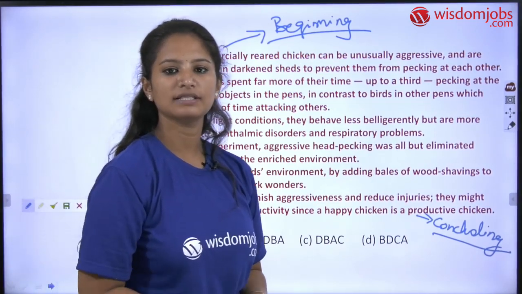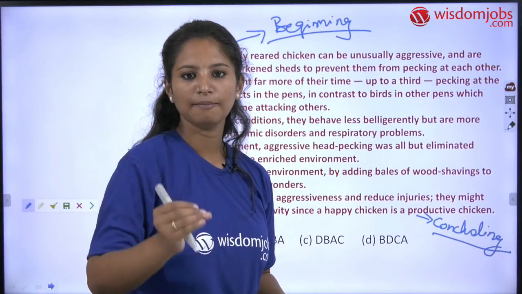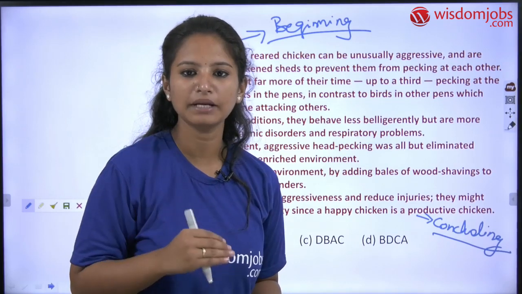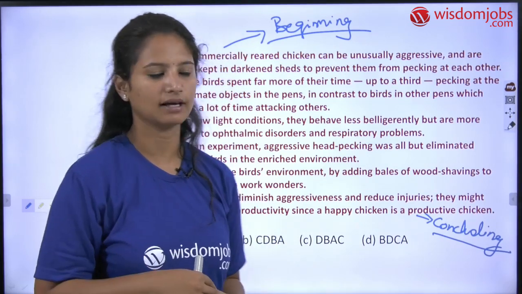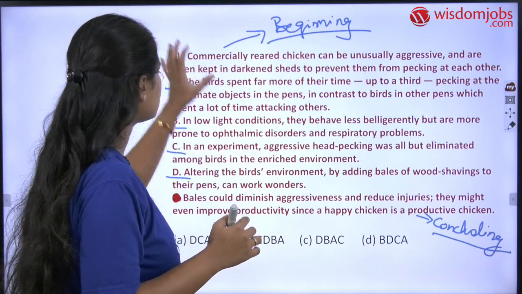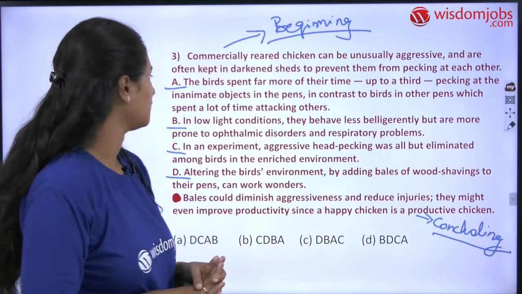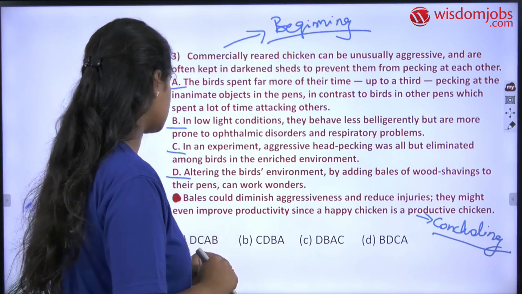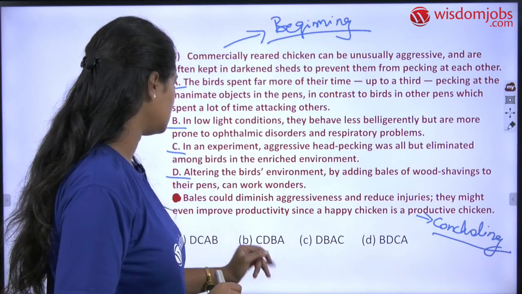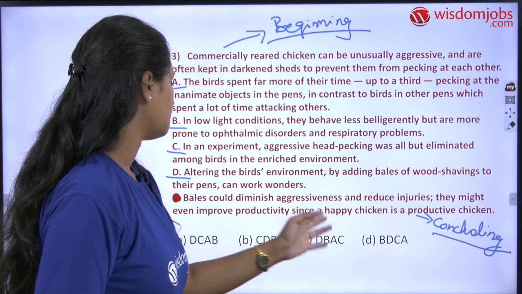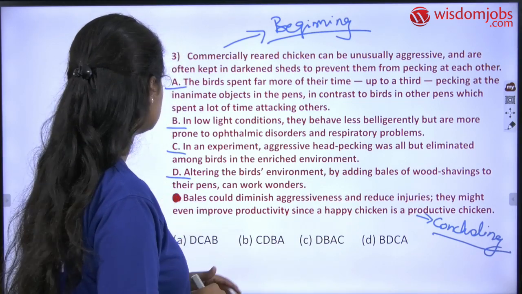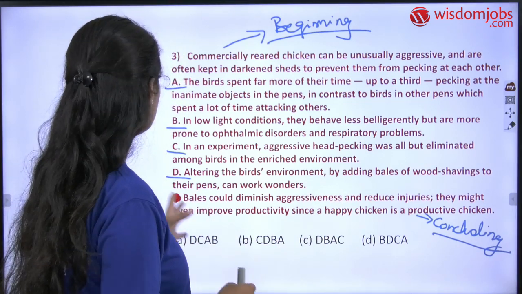Now, what you have to do is find out the middle paragraph, which can be called your main body or the middle body of the whole paragraph. So, now, the topic sentence is here, the concluding sentence is here, let us find out the main body. As we have already discussed, there are options: DCAB, DBAC or BDCA. Now, let us see how it goes.